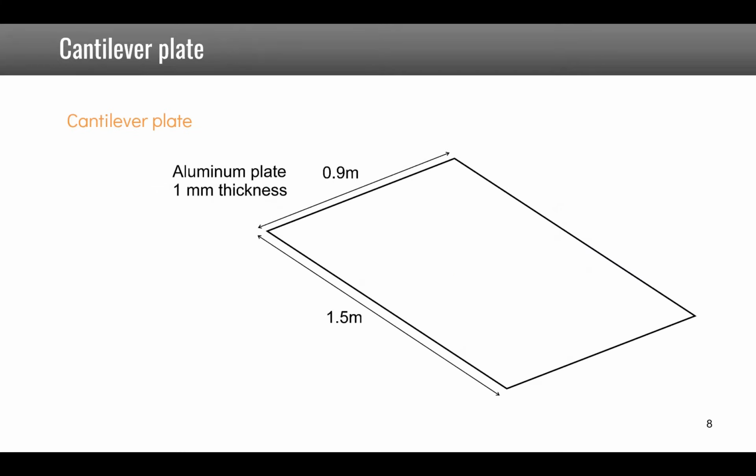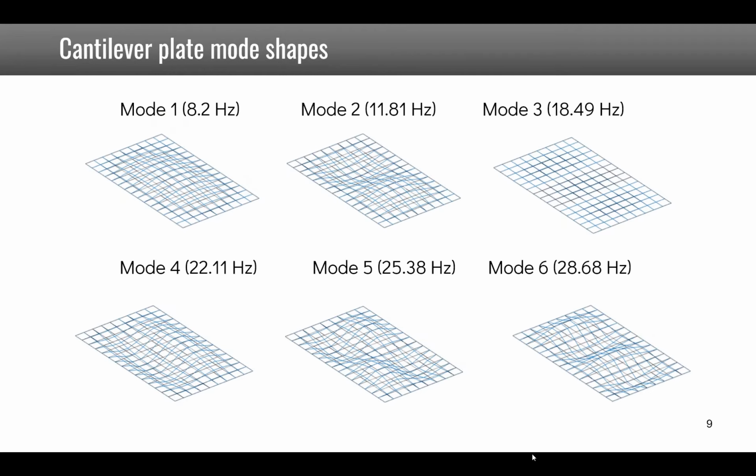Another example is a cantilever plate. So this is a plate of 1 millimeter thickness that is restricted at all edges in translation and rotation. Now we can mesh this plate with plate elements. Here we use 135 plate elements, and these are the modes and associated natural frequency.